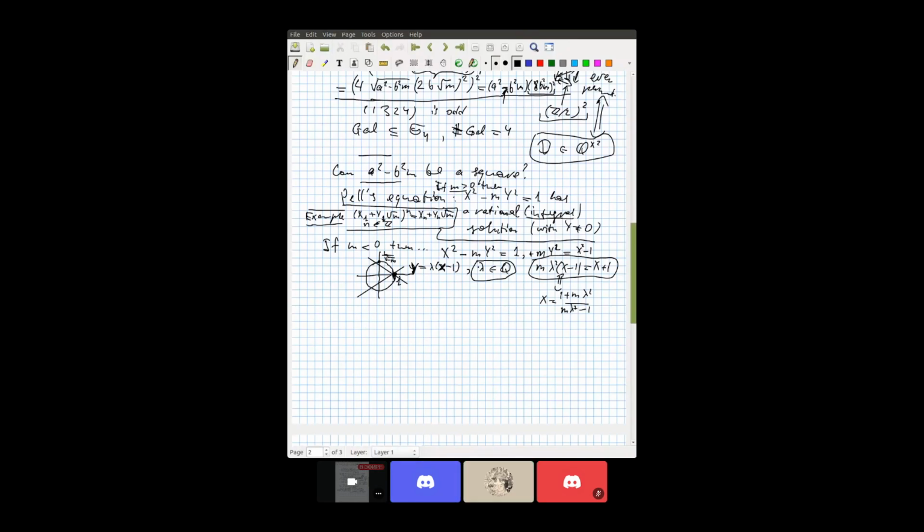But you see the difference here in Pell's equations. We were looking only for integral solutions. Here we only assume that m is non-zero, and we get many solutions. How do we get this lambda? We don't get it, we just take it arbitrary.